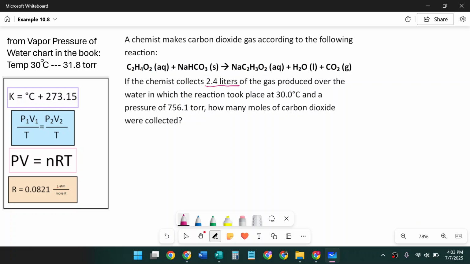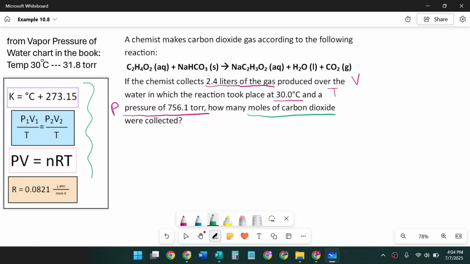So 2.4 liters of the gas, that's a volume. 30 degrees Celsius, that's a temperature. Pressure of 756.1 torr, that's a pressure. And then what we want is the moles of carbon dioxide.